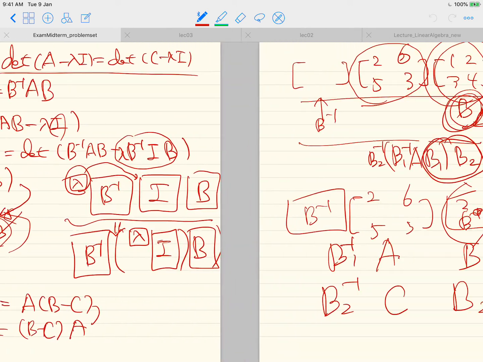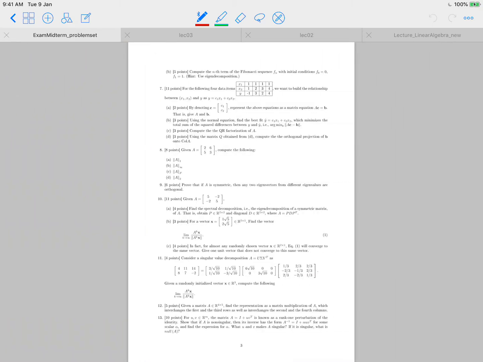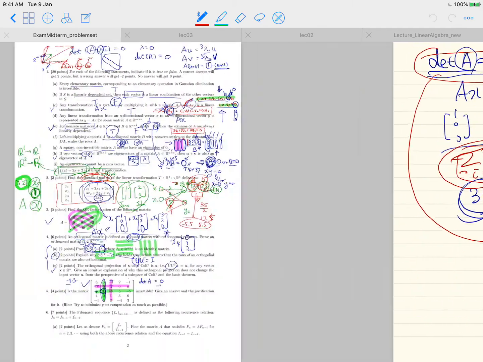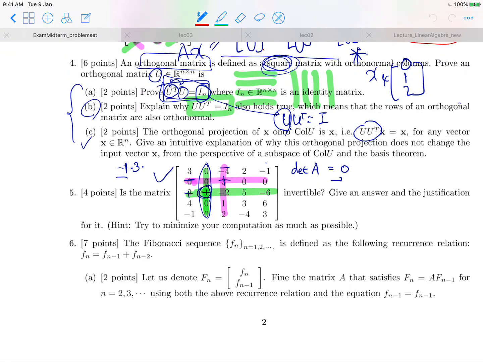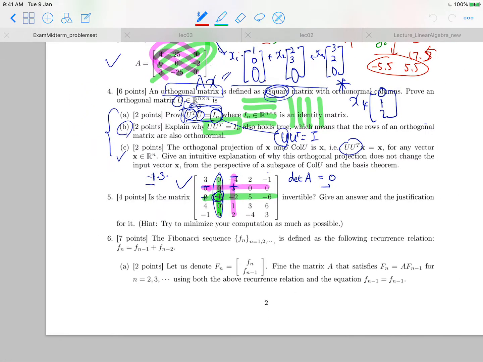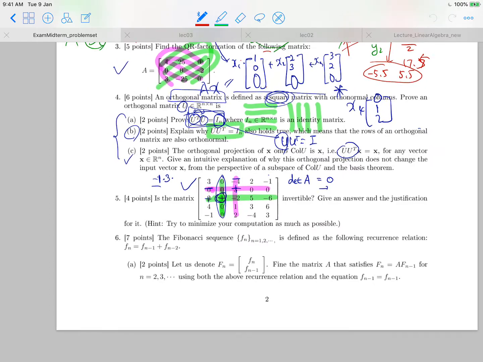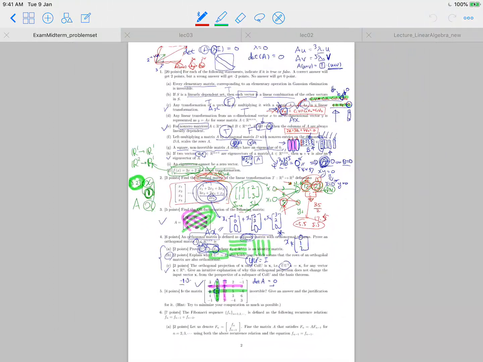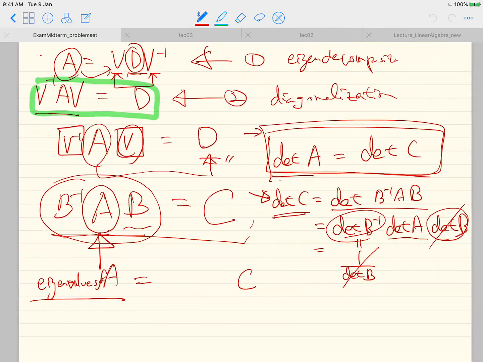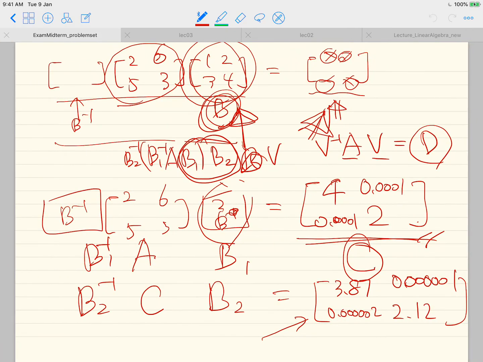Okay, let's move on then. So for this Fibonacci stuff, I believe you guys can solve it on your own. I hope it was interesting.